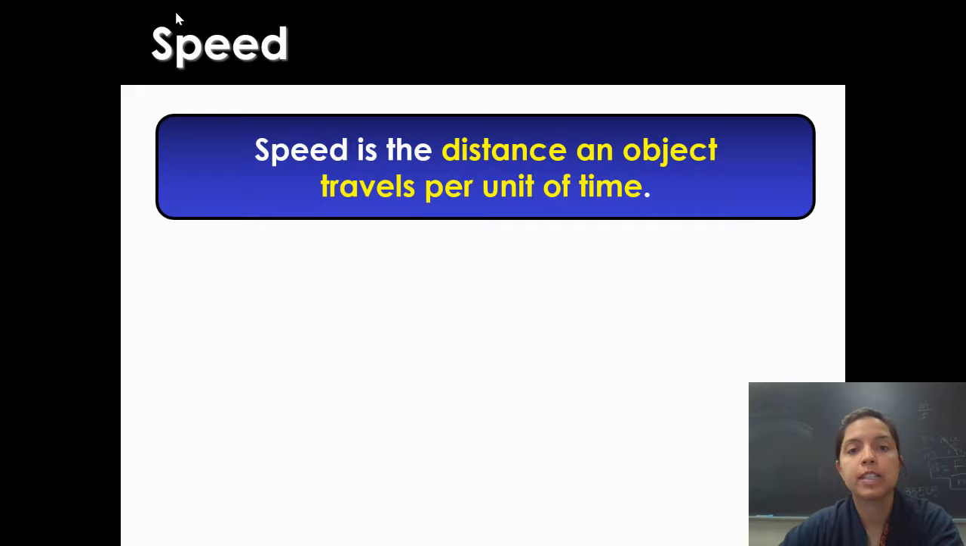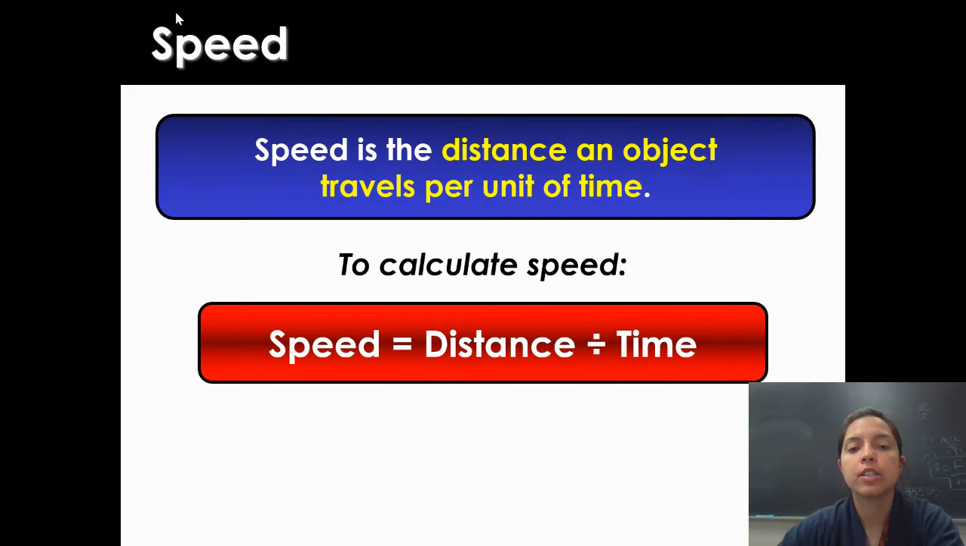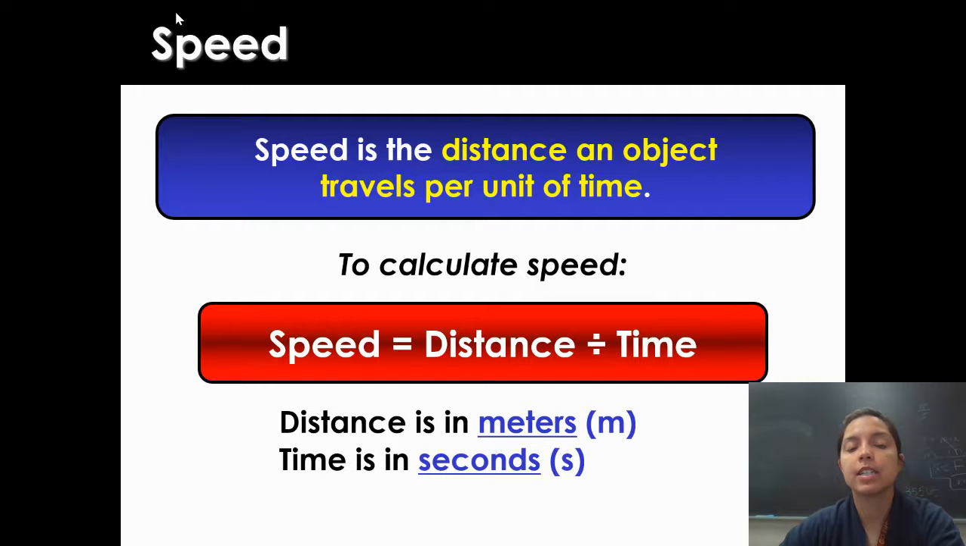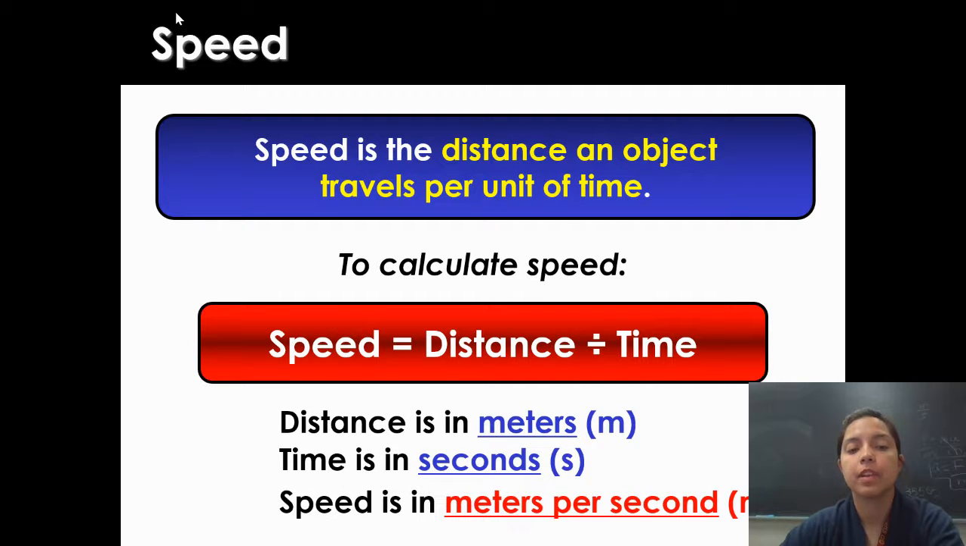So speed is the distance an object travels per unit of time. To calculate speed, you're going to do distance divided by time. Distance is in meters, time is in seconds. So the units for speed are meters per second.